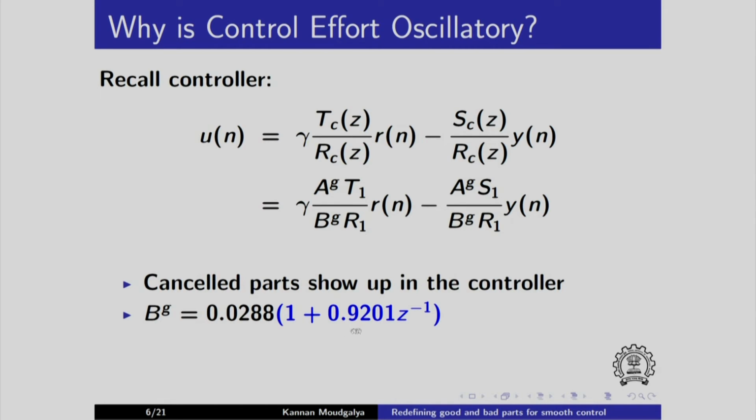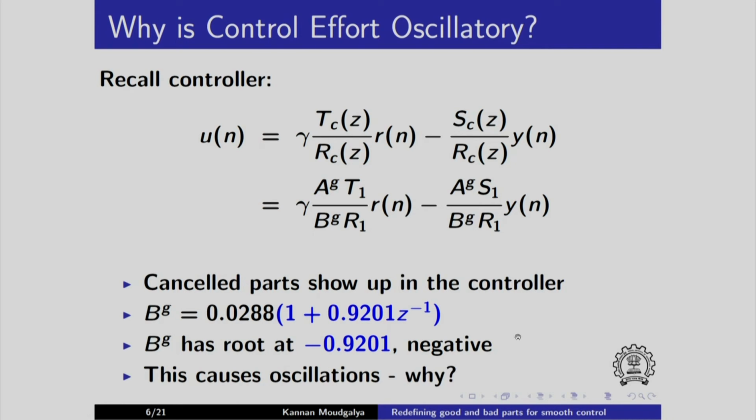Remember, BG was this, and this has a 0 at this point, which is minus 0.9201. What is important to remember is the minus sign. Although this is inside the unit circle, it has a minus value. This is going to be important. You have to remember this when we discuss this further in the next few slides. So BG has a root at minus 0.9201, which is a negative value.